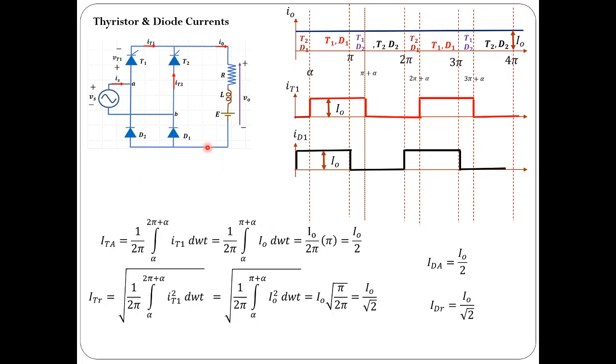Now similarly you can find out diode currents also. Diode 1 and diode 2 once again will have a similar pattern for their currents, of course with some time shifts, so they would have the same average value and same RMS value. Compute them using similar formulas. We know how to compute: take the mean value for the complete period and also the root mean square value for the complete period of their respective diode currents. If you do that, you will get diode average current equal to I naught by 2, where I naught is the load current which is ripple free, and IDR also equal to I naught by root 2. Under the assumption that I naught is ripple free, this is true.